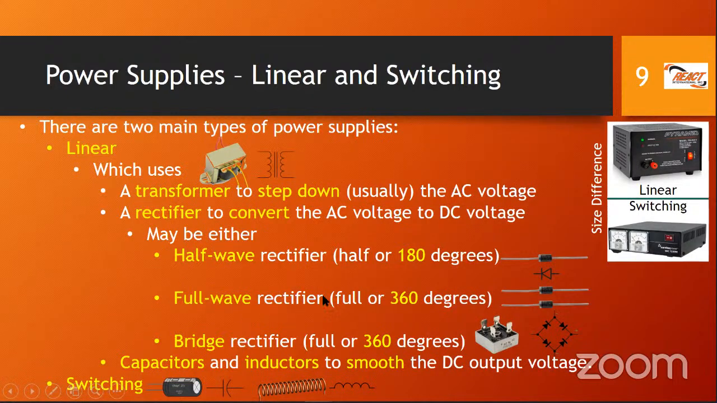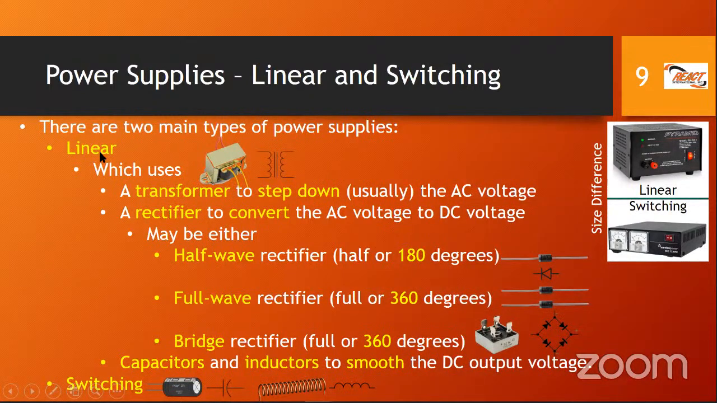Then we have the full wave rectifier, which does the full cycle, or 360 degrees, and that uses two diodes, and we get also pulsing DC, but all of it is pulsed. We don't lose half of the signal, let's say, as the half wave does. And then we have something called the bridge rectifier, which does the same thing. It also rectifies the full signal, or 360 degrees. And this is what a bridge rectifier looks like. This is the symbol here. Notice it's comprised of four diodes. And therefore, it also does the same thing as the full wave as far as rectification. How it's connected, however, is different. And we'll show that in another slide.